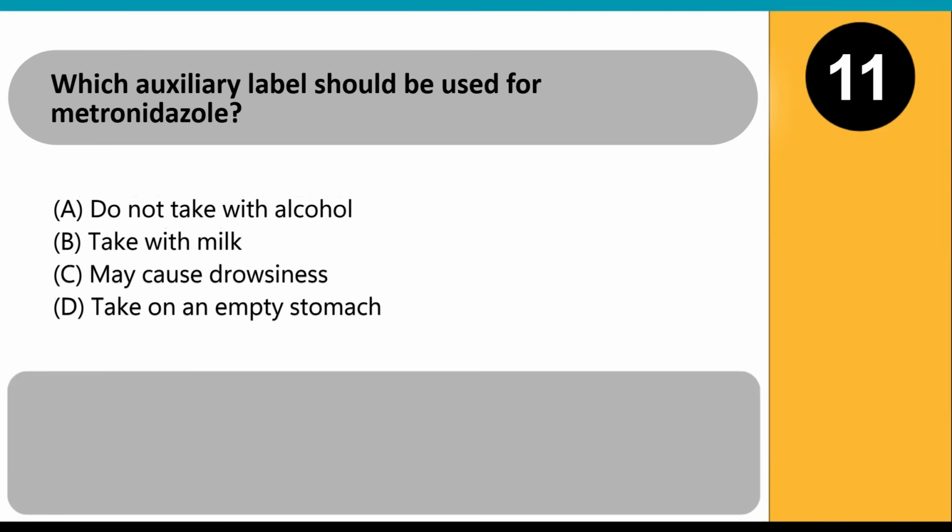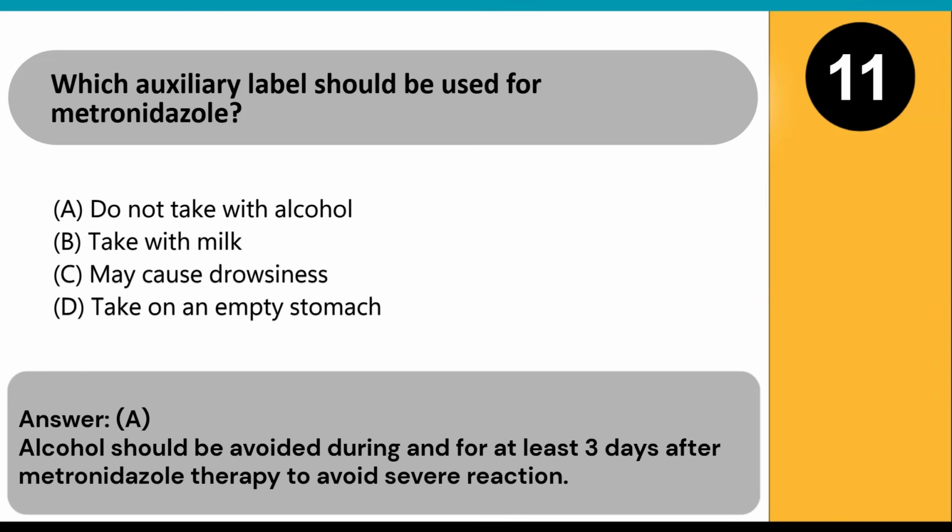Which auxiliary label should be used for metronidazole? A. Do not take with alcohol. B. Take with milk. C. May cause drowsiness. D. Take on an empty stomach. Answer: A. Alcohol should be avoided during and for at least 3 days after metronidazole therapy to avoid severe reaction.